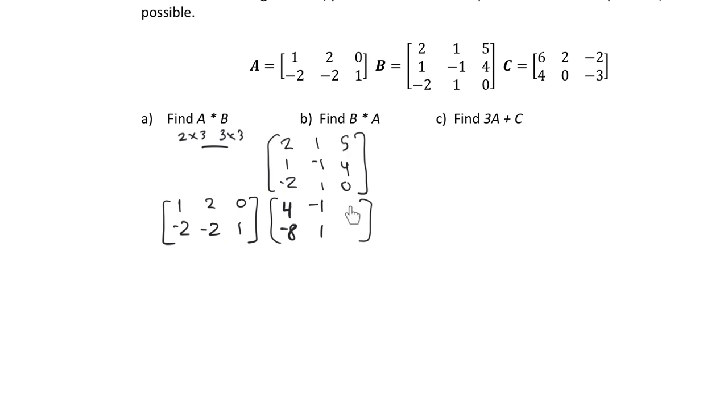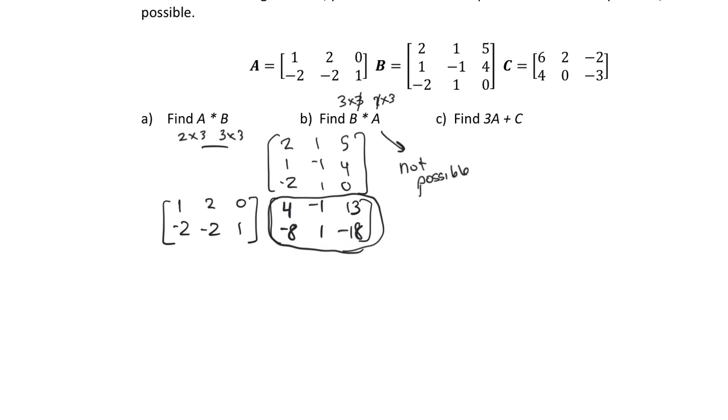And then this entry is 5 plus 8 plus 0, which is 13. This entry is going to be negative 10 plus negative 8 plus 0, which is negative 18. B times A. B is a 3 by 3, and A is a 2 by 3. So since these two middle numbers don't match, B times A is not possible.